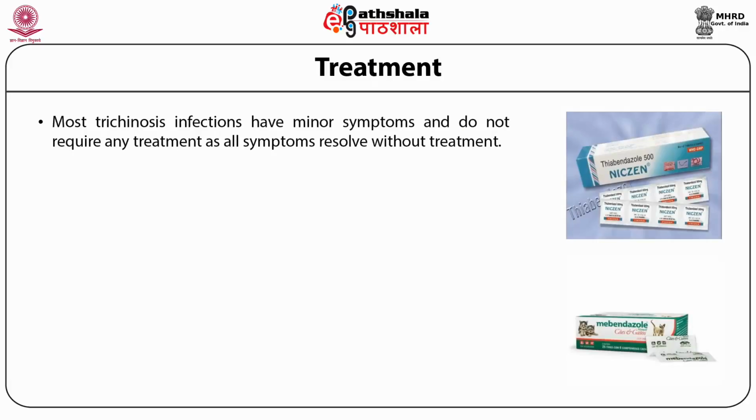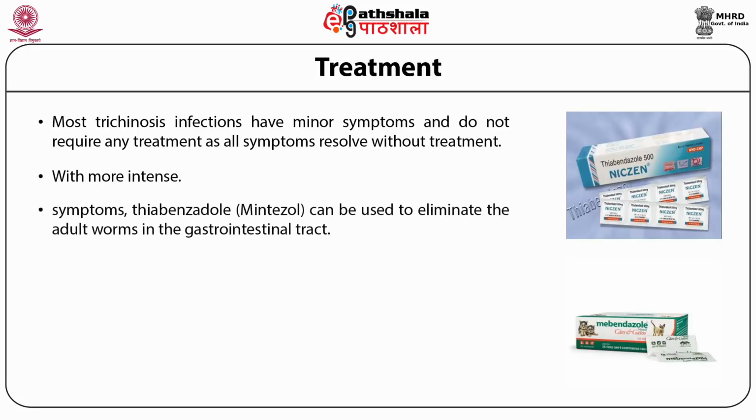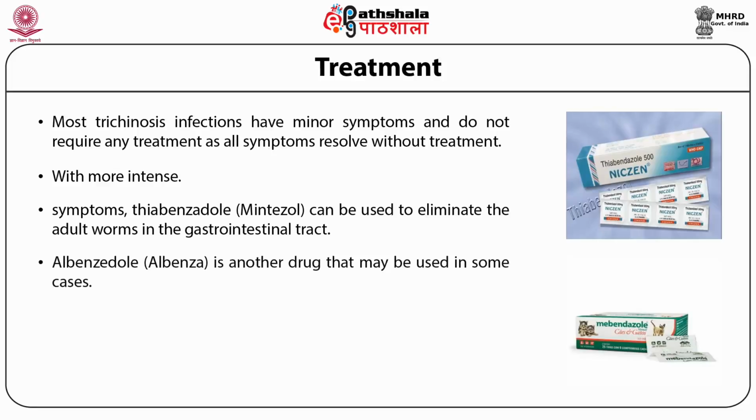Most trichinosis infections have minor symptoms and do not require any treatment, as all symptoms resolve without treatment. With more intense symptoms, thiabendazole, also known as Mintezol, can be used to eliminate the adult worms in the gastrointestinal tract. Albendazole, also known as Albenza, is another drug that may be used in some cases.